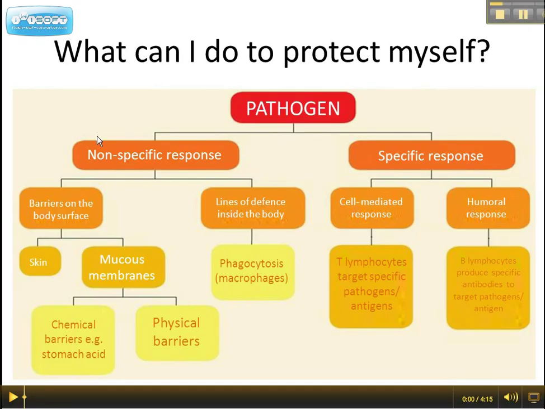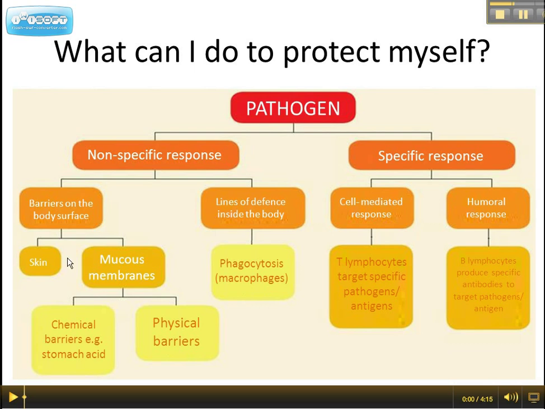Non-specific responses are immediate and the same for all pathogens, whether they be bacteria, viruses, fungi, or protozoa. They can be subdivided into first and second lines of defence. The first lines of defence are general physical and chemical barriers which will prevent the entry of microorganisms into the body. So for example, the skin, which covers our entire surface, is a continuous barrier which protects the underlying tissues.